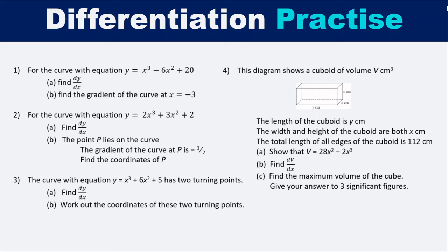Remember, the maximum or minimum or turning point is where the gradient function is equal to 0. So when dV/dx equals 0, you'll find your x value, but also make sure you use that x value to find the volume, the maximum volume. Okay, hopefully those explanations have helped you get started. Go ahead and hit pause now, give it a try, and hit play when you're ready to take it up.